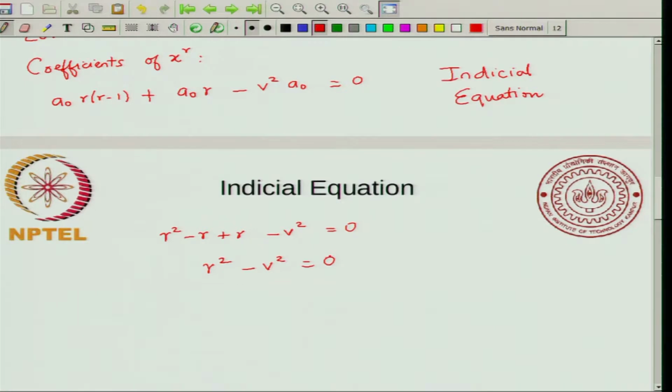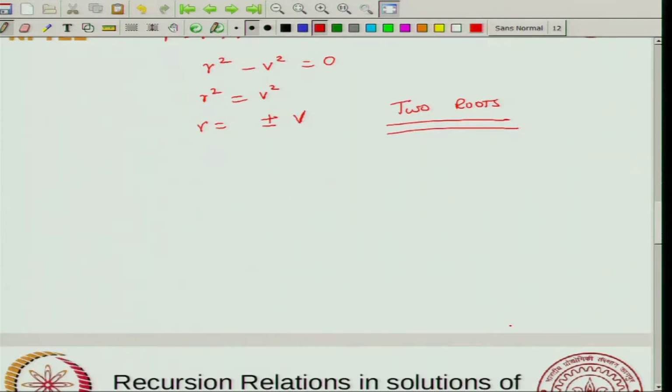So there are two roots. That means r squared equals v squared, r equals plus or minus v. So now you have two roots, plus v and minus v. Now we have to look at the various cases. Case 1, v equal to 0. Then r equals 0, so the two roots are identical.